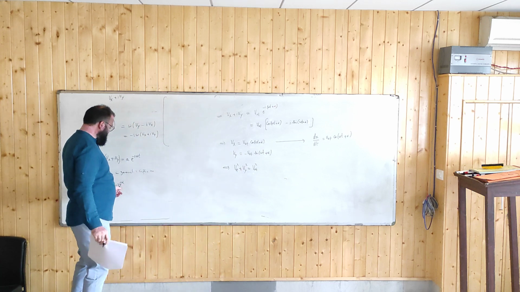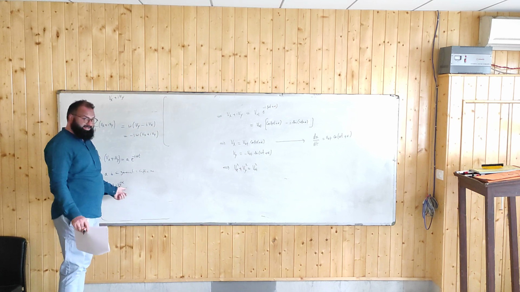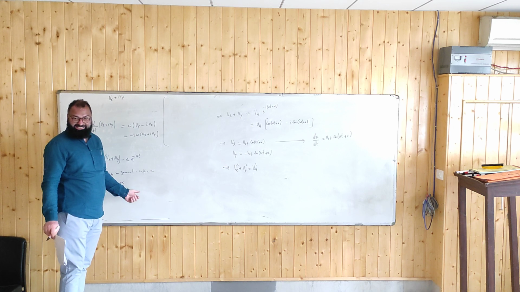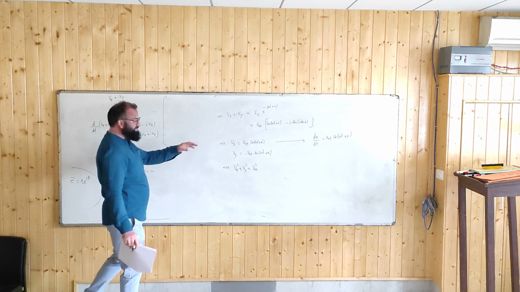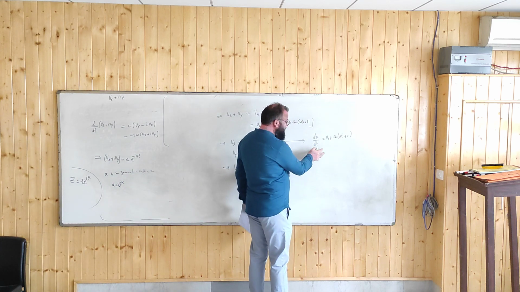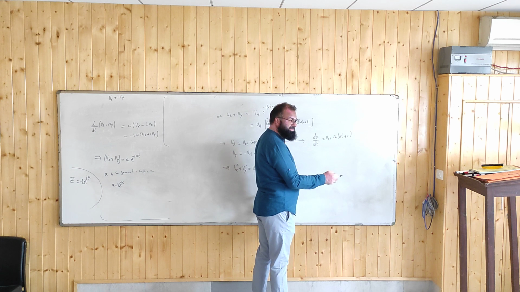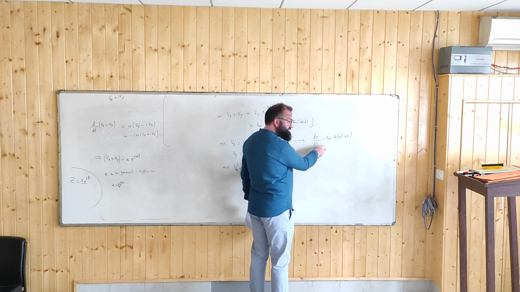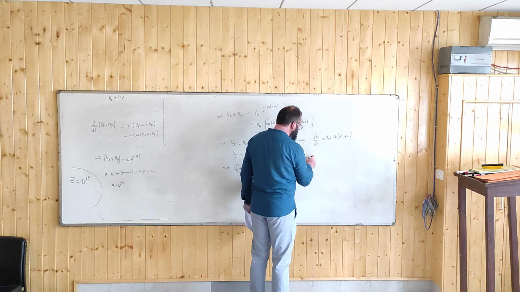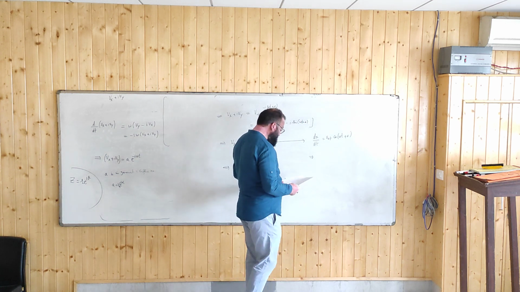You just put e raised to i alpha here. What you will get is omega t plus alpha. Alpha does not have t. Alpha is simply the phase. Now tell me, once you solve this equation, what is the solution?